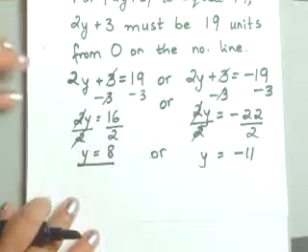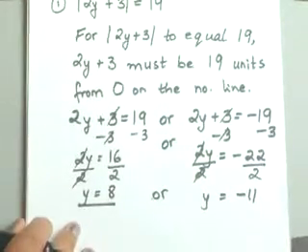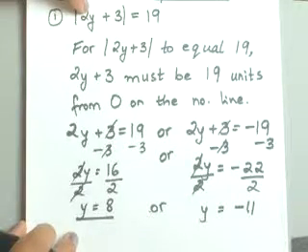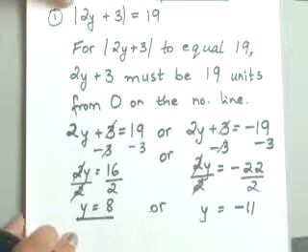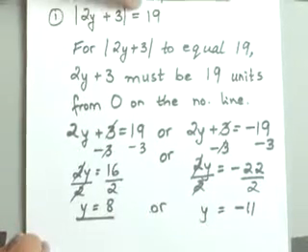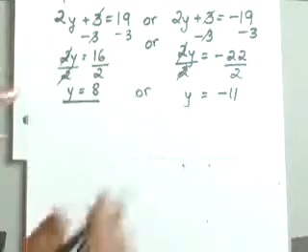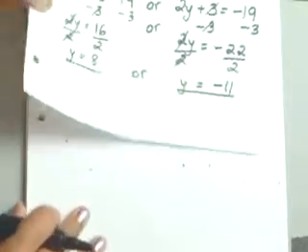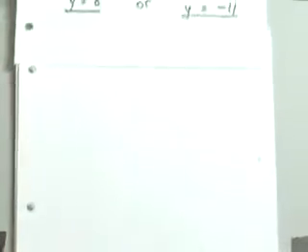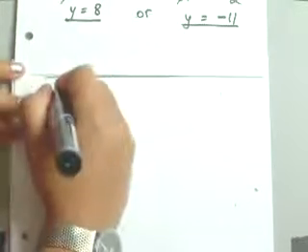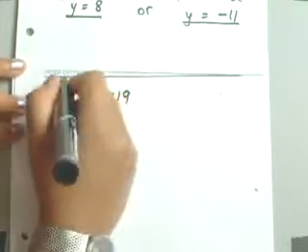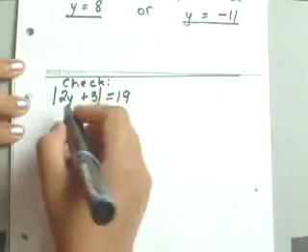Now, basically what this solution tells us is if I take this y equals 8 or y equals negative 11 and plug it back into our absolute value equation, if these two solutions are correct, then this expression will be 19 units from 0. So let's go ahead and check our solution. We will use substitution to check our answers here. So let's look at absolute value of 2y plus 3 equals 19. And again, remember, we are checking our solutions here.